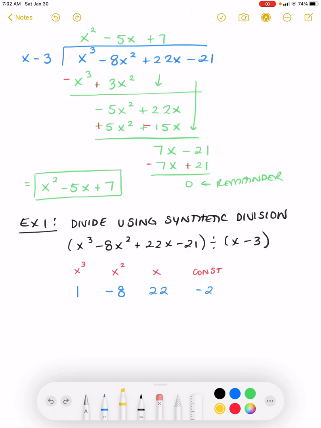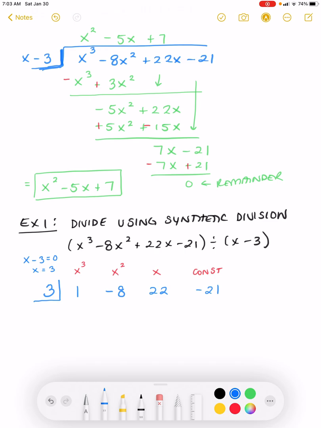Next, we are going to put this little box right here, and this is where we're going to put the divisor. What's a little different is we're going to take the divisor, which is x minus 3, and think about solving for x. If we take x minus 3 and set it equal to 0, then x equals 3. So we're going to put a 3 in the box.